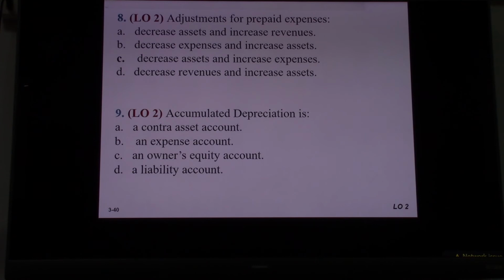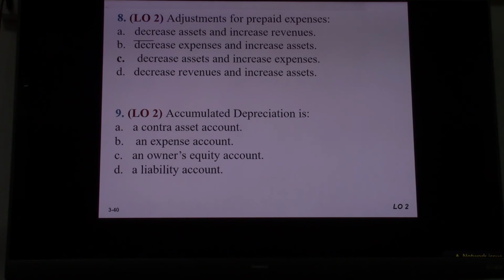Question number 8, adjustment for prepaid expenses. Decrease asset and increase revenue. I have mentioned this in question number 7, that the adjusting entry for all prepaid expenses is to increase or to debit expense and to decrease or credit an asset. Therefore, based on this rule, letter A is the correct choice.